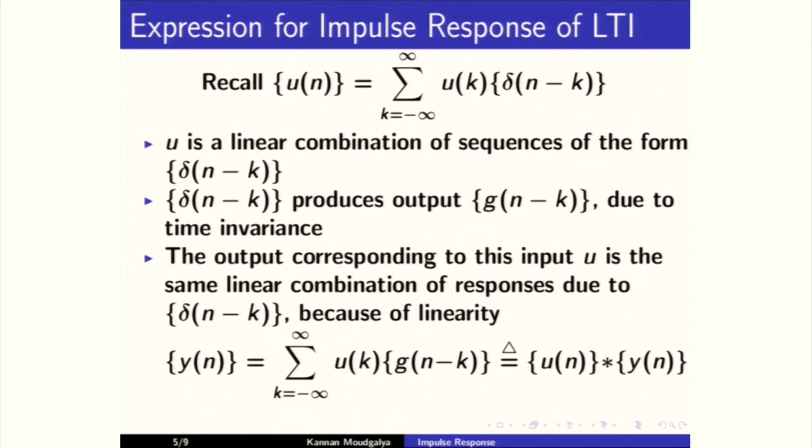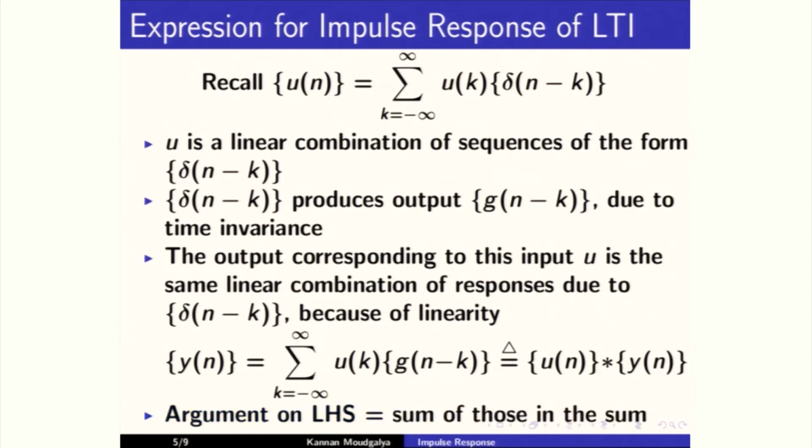This is written as u of n asterisk y of n. We say that u of n convolved with y of n, u of n, y of n being doubly infinite sequences. So when I write like this, which is a short form, what I mean is this. This is the notation we will use in the rest of this course. So argument on the left hand side is equal to sum of the arguments in the sum. Alright, this is a very important result. We will use this repeatedly in this course.